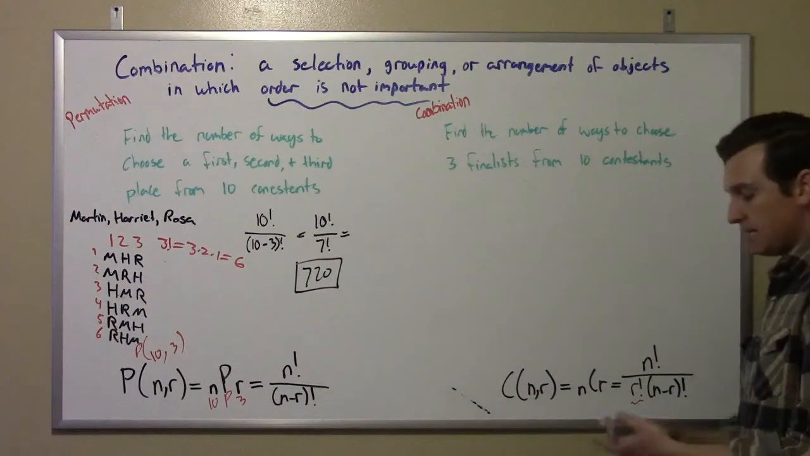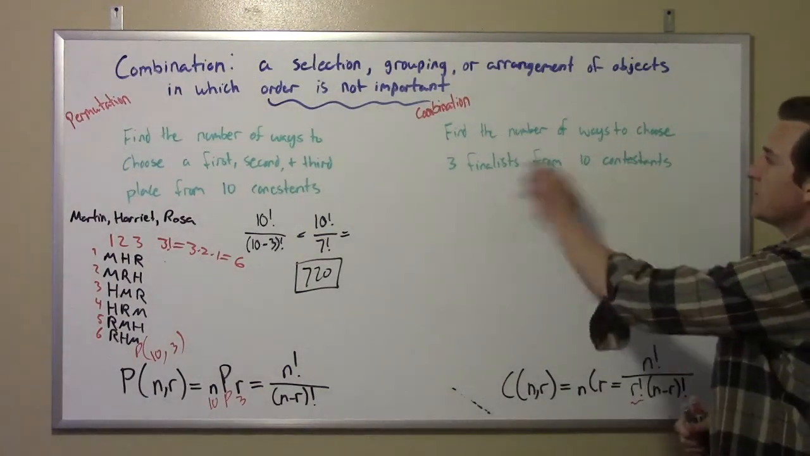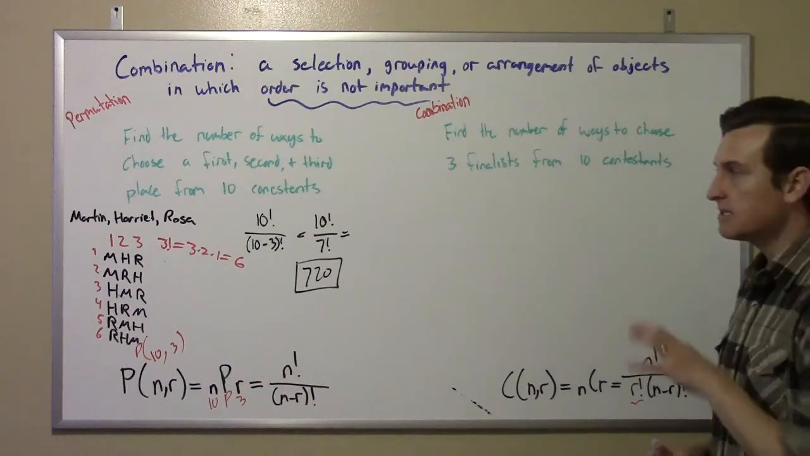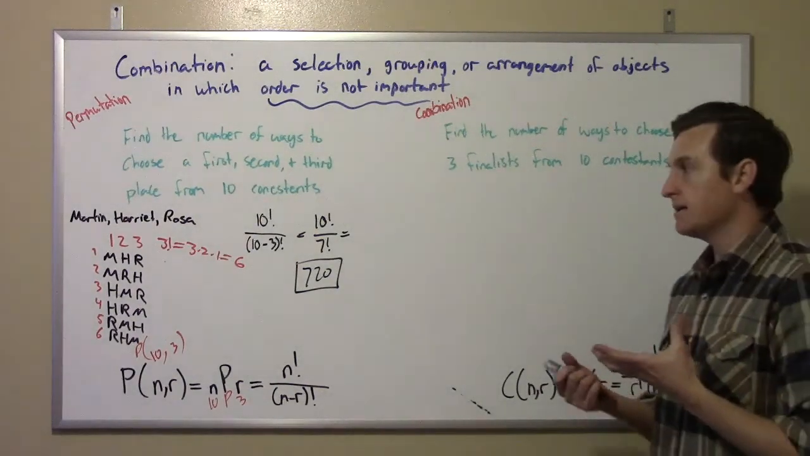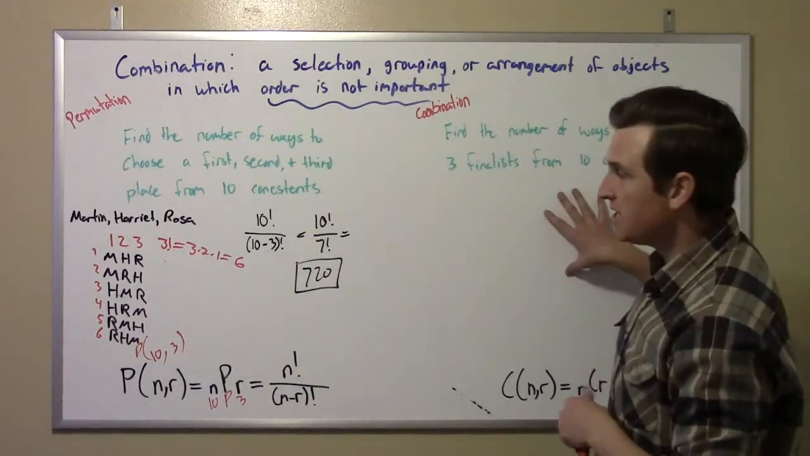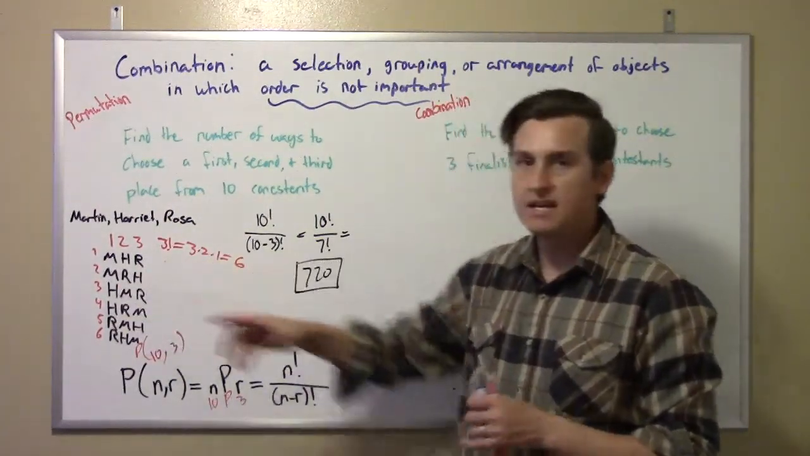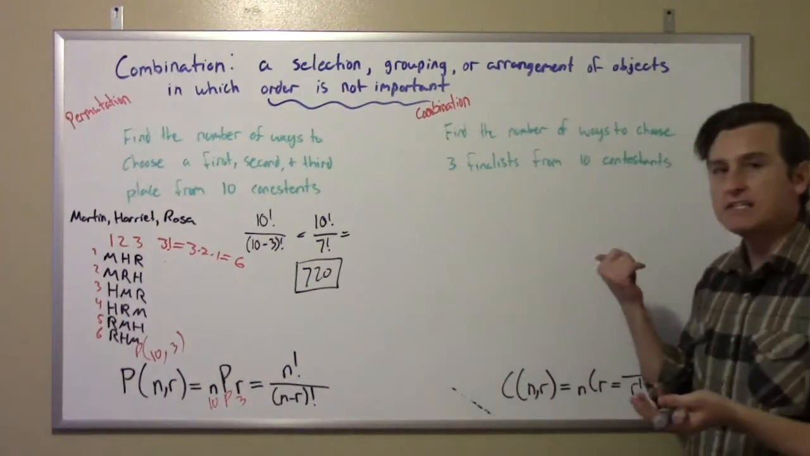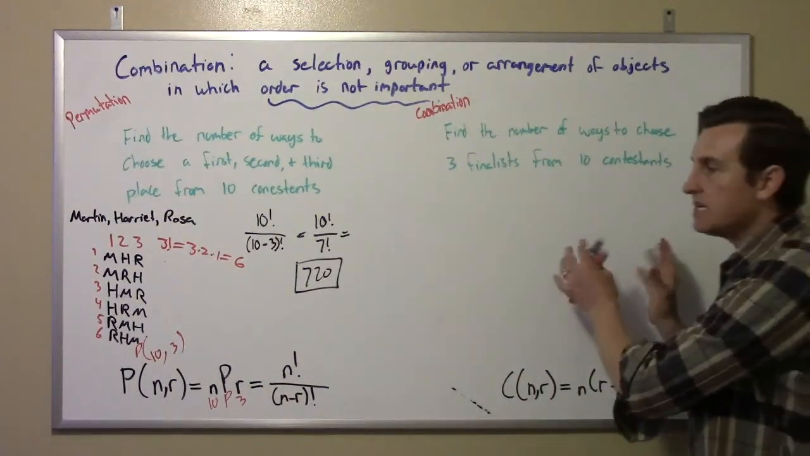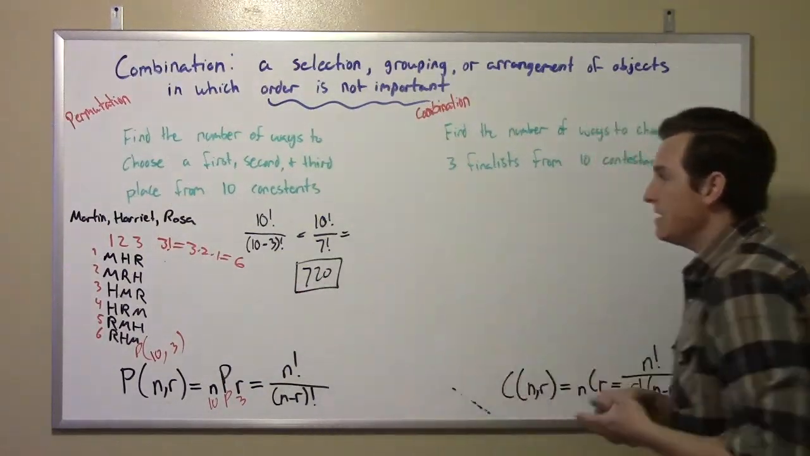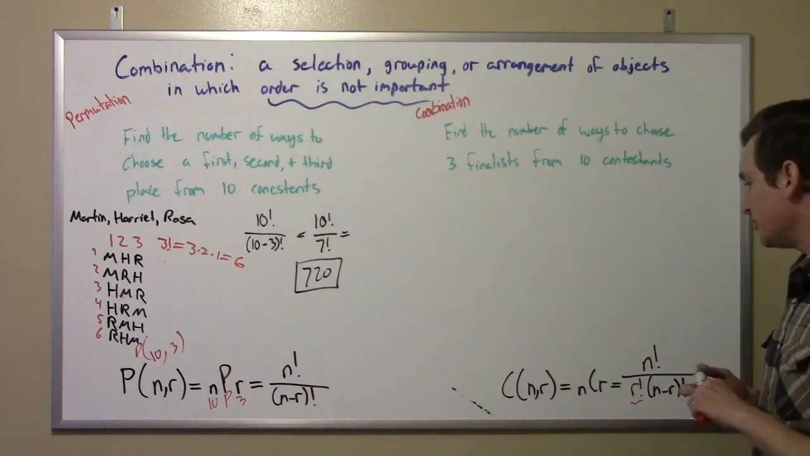Now what's going to happen here is we want the number of ways to choose 3 finalists from 10 contestants. So in this case, the order doesn't matter, right? If I had Martin, Harriet, Rosa, or Martin, Rosa, Harriet, that's the same group of finalists. The order doesn't matter over here as it does on here. Okay, so let's run through it and see what we need to do.